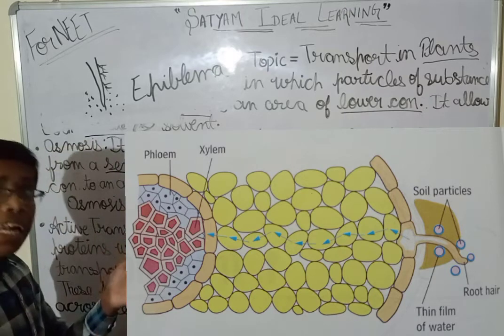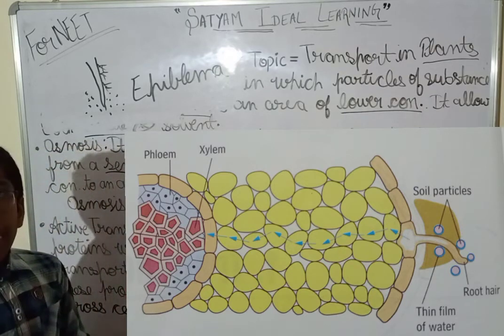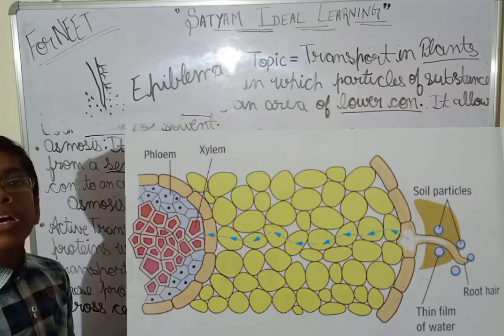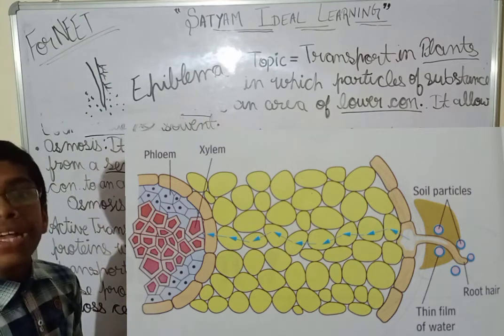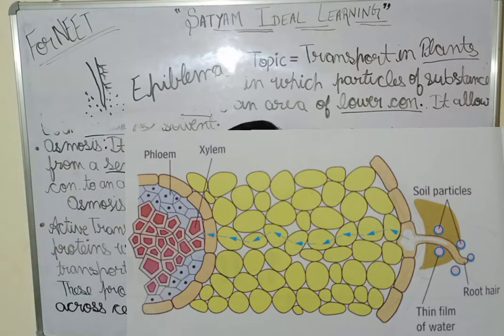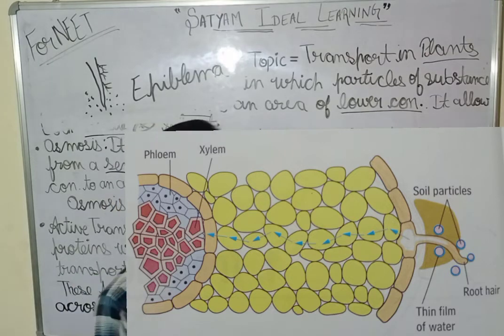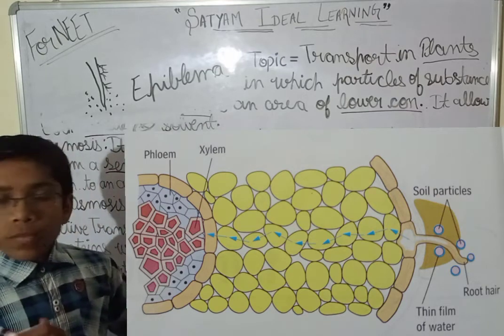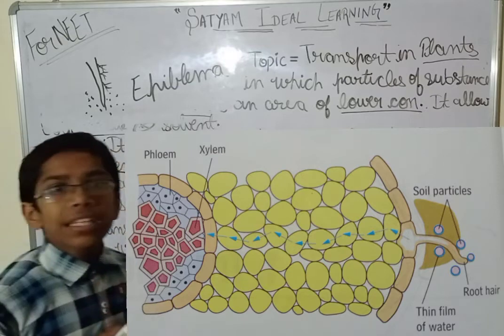There will be cell to cell osmosis, and then it will move to the xylem, and from the xylem only it will move upside to the leaf. Okay, and there is a pull which is created when there will be a process of transpiration. Transpiration is a process in which water changes into water vapor and it is released in the air.